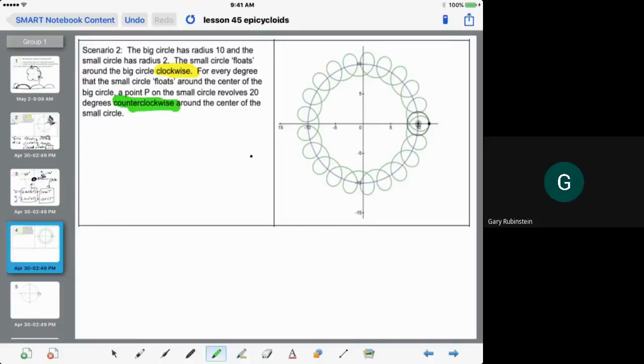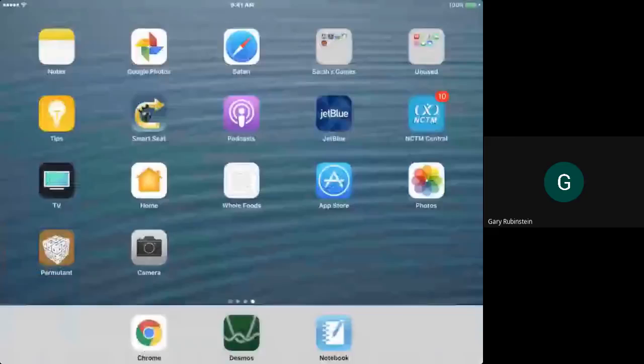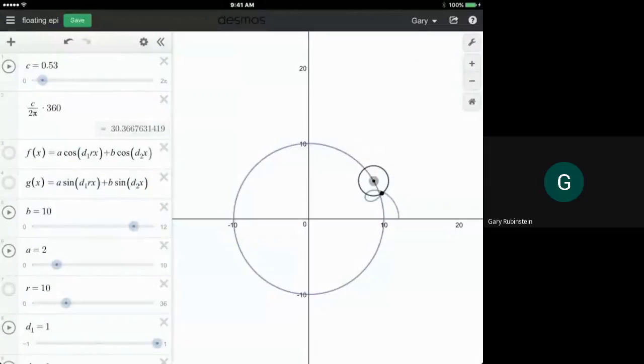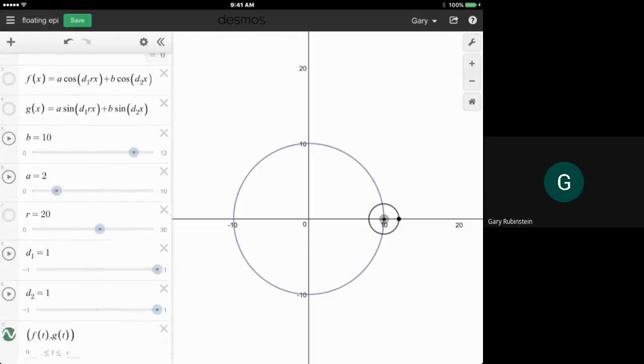I'll show you what that looks like, and then we can analyze it. I'll give you a chance to work on that. So to make this happen, I have to turn R into 20, because it says it's going 20 degrees for every 1 degree that the other one does. Still 10 and 2, but to make the circle itself go clockwise, I have to turn D2 to -1.